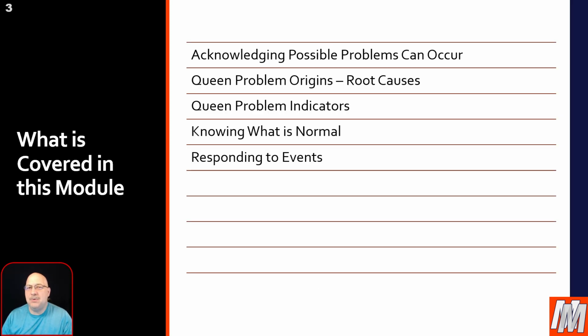In this lesson, we'll bring awareness that sometimes queen problems can occur in first-year colony startups. We'll explore a couple of the key root causes and provide some insight on indicators that should tip you off. We'll also emphasize that you should strive to learn what is normal so that you can recognize when something goes astray. To cap off the lesson, we will talk about how to respond should you encounter a problem.